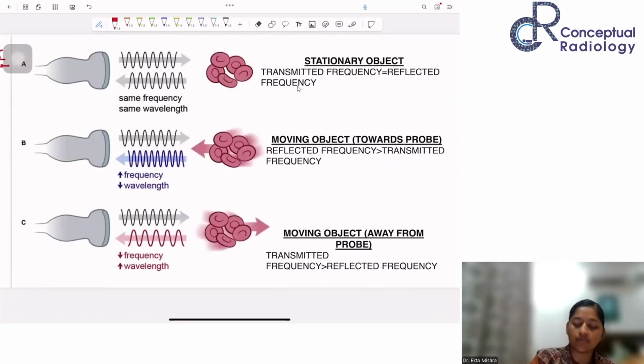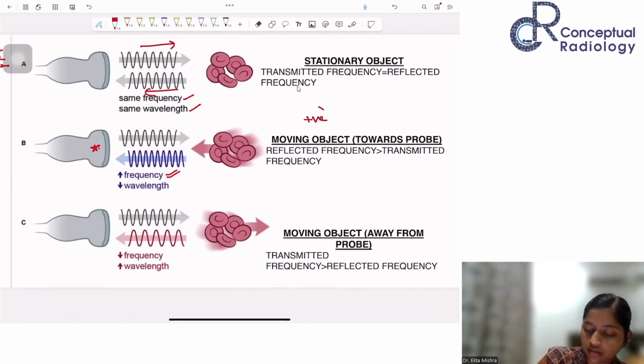So in a stationary object, the frequency and the wavelength of the transmitted and received frequency remain the same. So whatever was sent has come back as such. If the object is moving towards the probe, then the frequency is going to increase. This is the positive frequency shift. And if the object is moving away, then the frequency decreases, and this is the negative frequency shift.